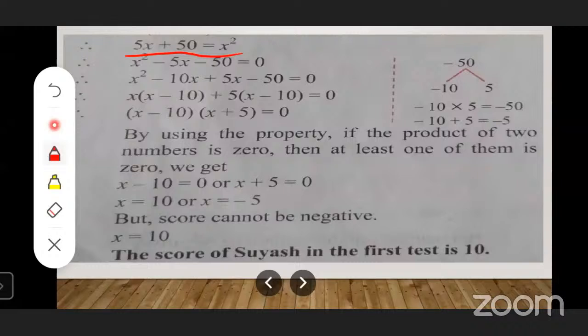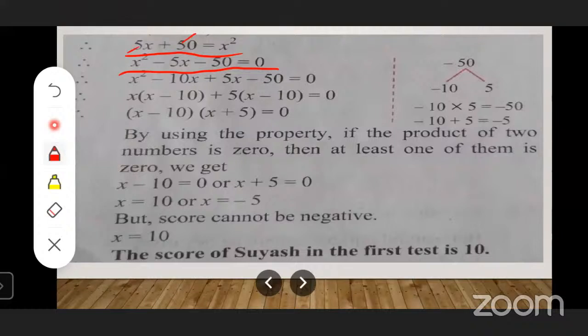Okay, now what we want is the standard form of the quadratic equation. So you have to arrange it in which form? ax square plus bx plus c is equal to 0. So let us rearrange in that way. You want x square with a plus sign, right? So let us keep x square on that side only. You are going to shift this 5x and 50 to the other side. When you shift this 5x and 50 to the other side, what are you getting? x square minus 5x minus 50 is equal to 0, right?